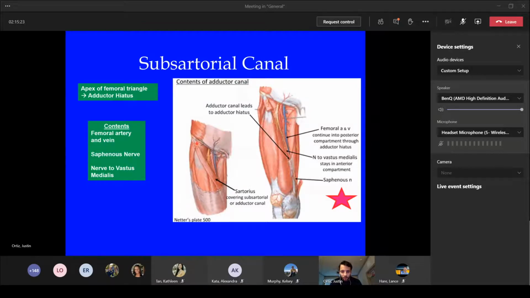So you can see this is your sartorius muscle, just coming across like a seatbelt, right? It looks like a seatbelt coming across your thigh. And then the posterior, or the deep portion of that, is going to be the subsartorial canal. It's going to be running from the apex of the femoral triangle, which is right here, right?